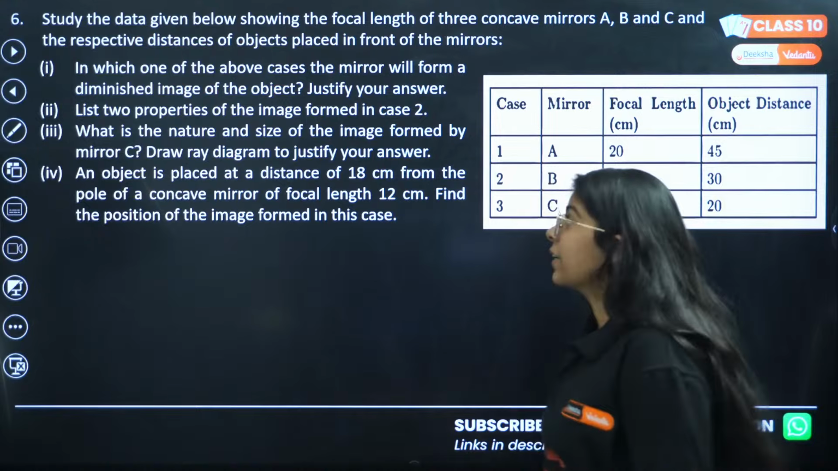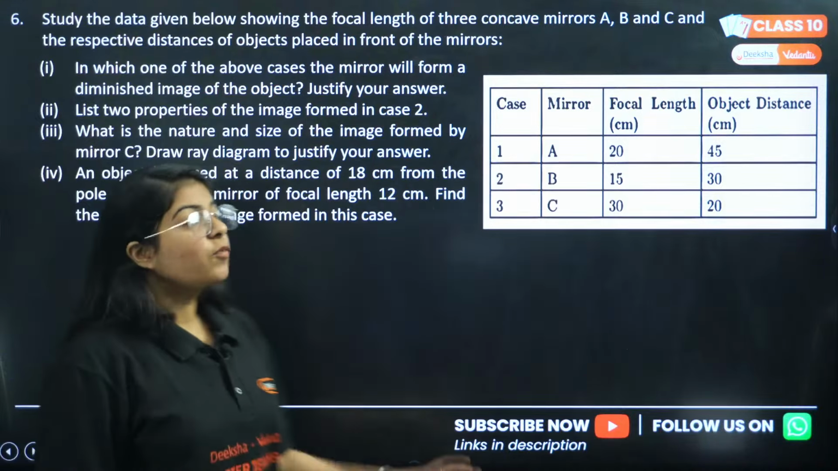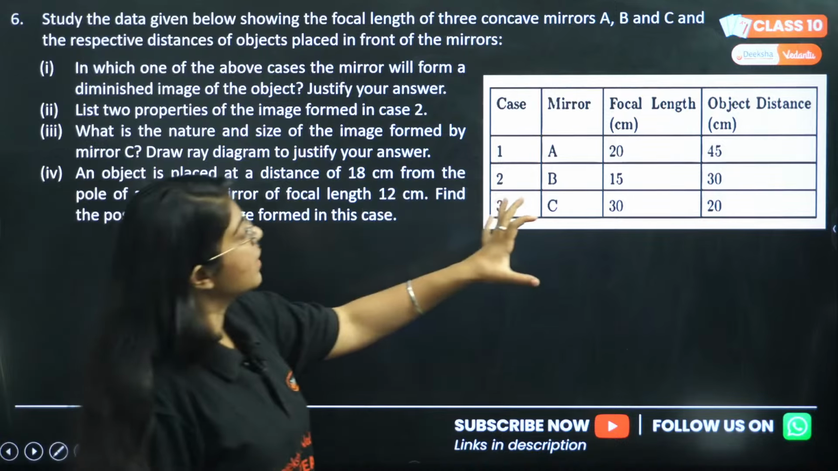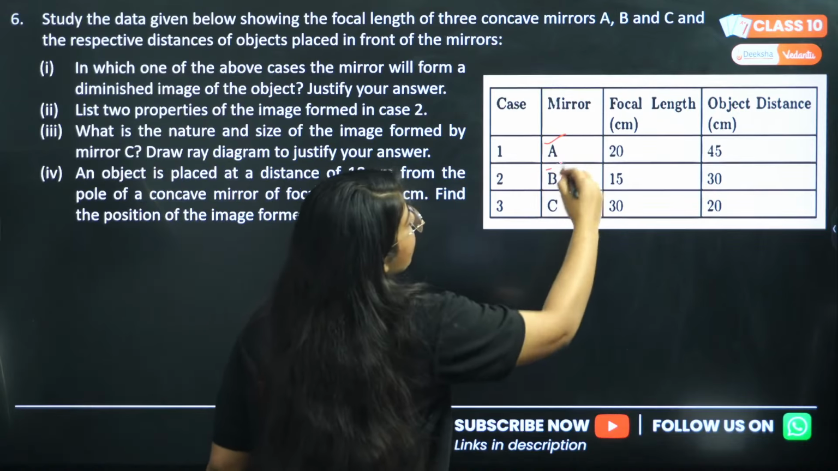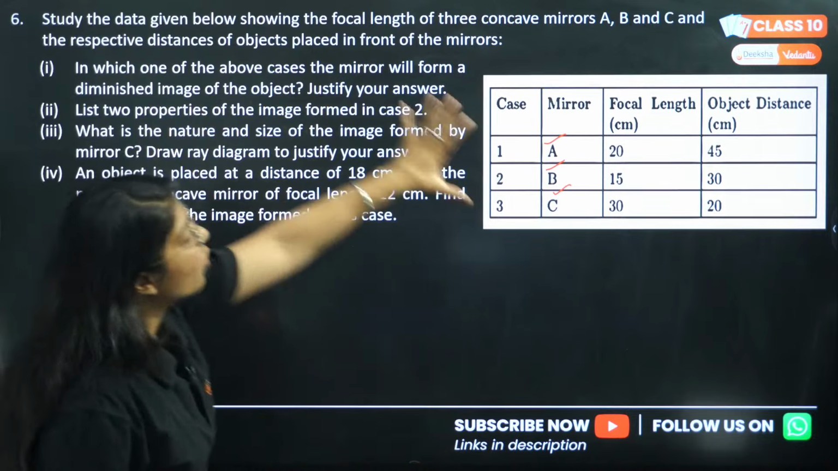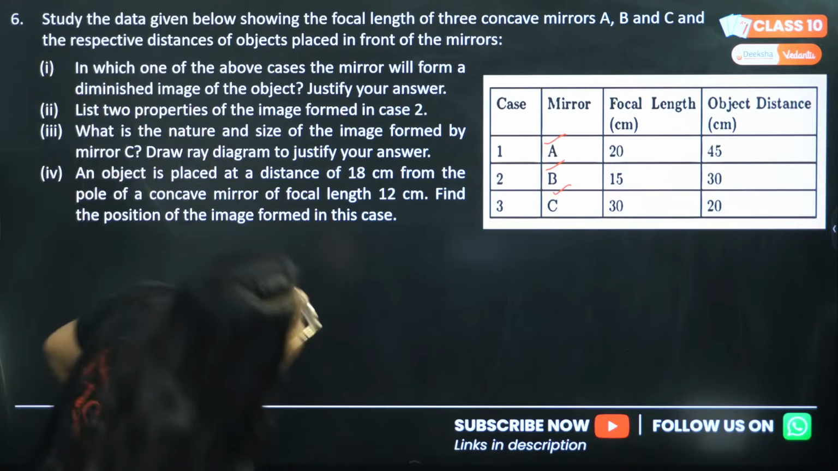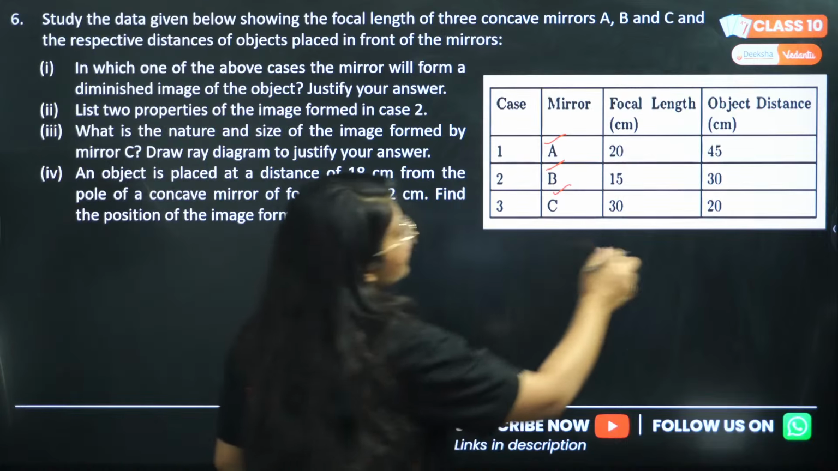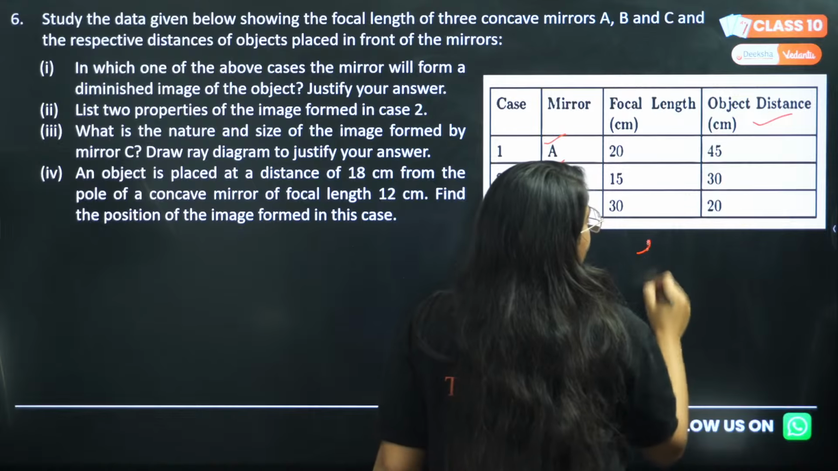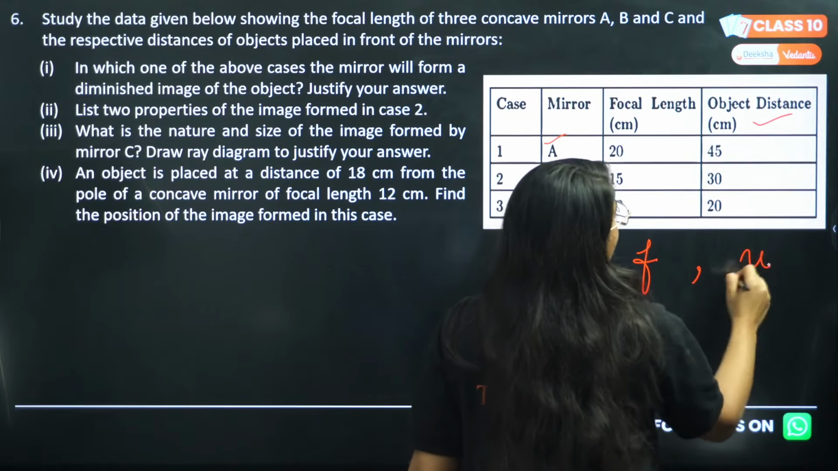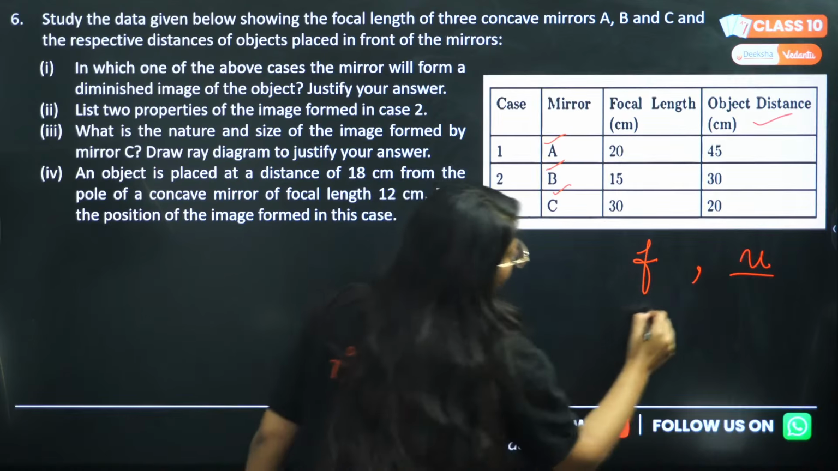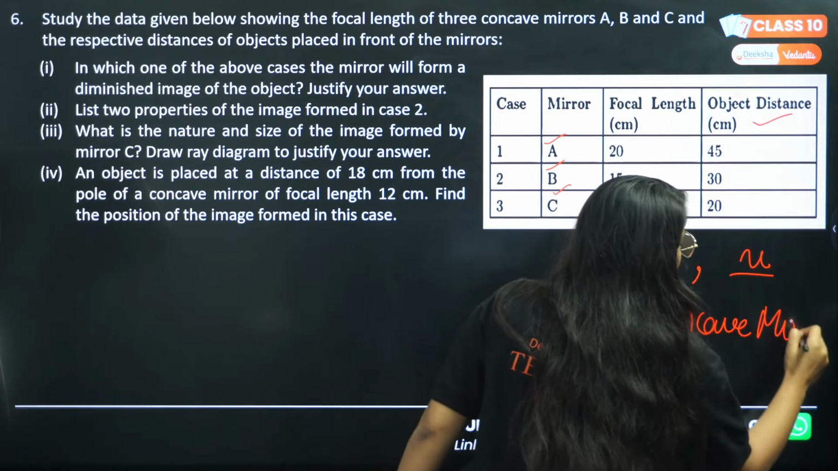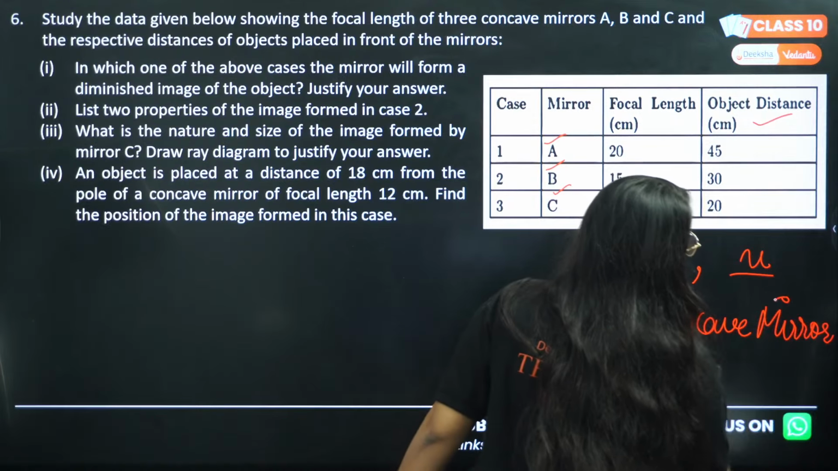Study the data given below showing the focal length of concave mirrors A, B and C. There are 3 mirrors A, B and C, and their focal length is given. The respective distance of the objects placed in front of the mirror is also given. So we are given F and we are given U, and the mirror is a concave mirror. It is given in the question, so read it very carefully. Correct?